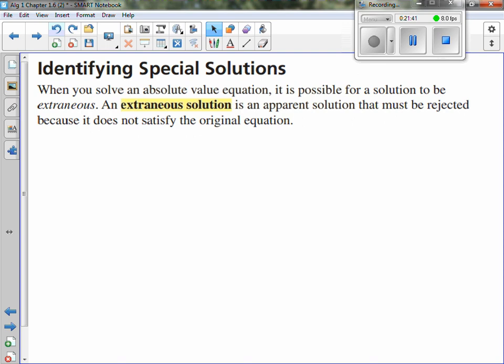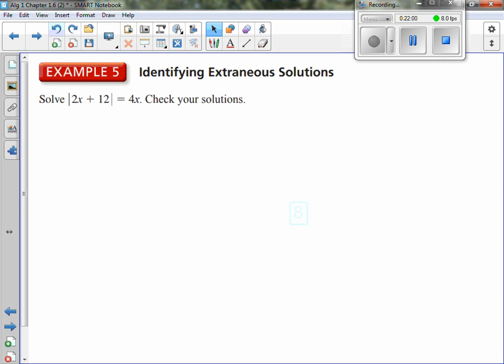How many of y'all have heard of an extraneous solution? An extraneous solution is a solution that we get from doing the steps and doing the work, but it doesn't work in the actual problem. It doesn't work in the actual problem. So we have to check. So this one here is the first one where we're going to have to check a solution to see if it works.